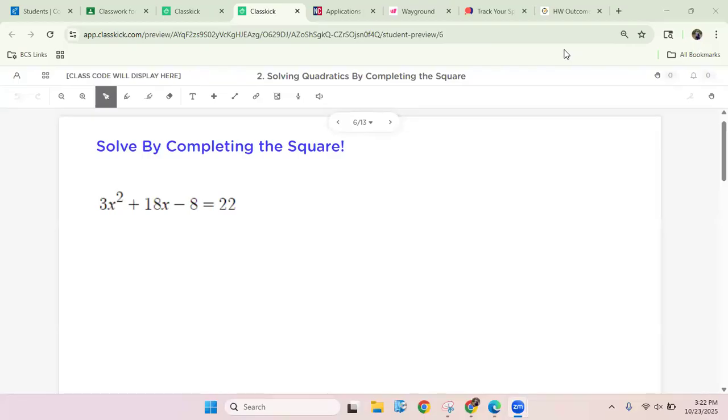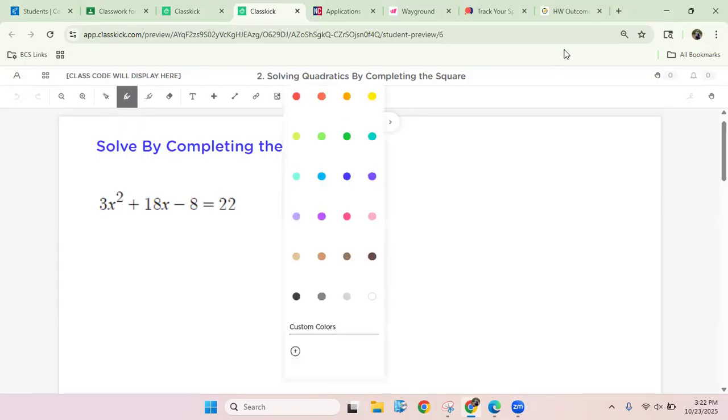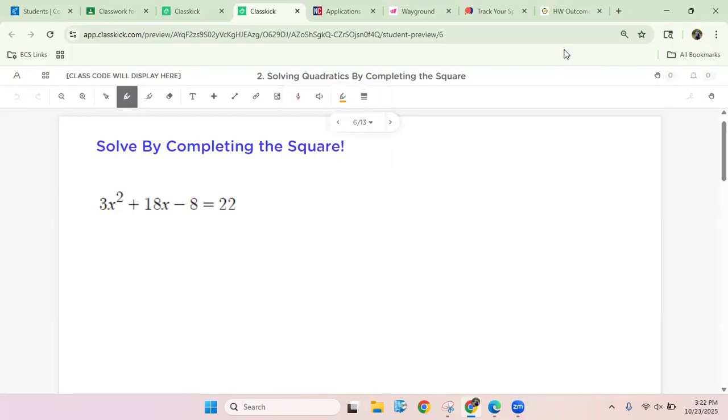All right, we're going to go ahead and solve a couple equations by completing the square. So let's look at this first one, 3x squared plus 18x minus 8 equals 22. The first thing we are going to do is set the equation equal to 0. In order to do that, we move that 22 over as a negative 22. Then we rewrite the equation: 3x squared plus 18x minus 30 equals 0.